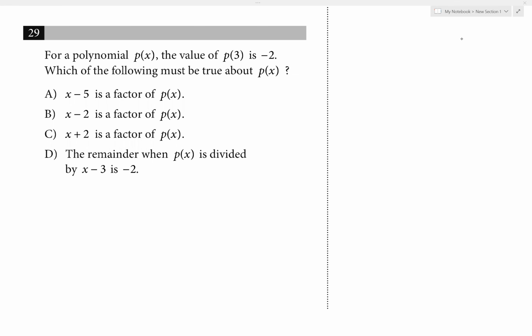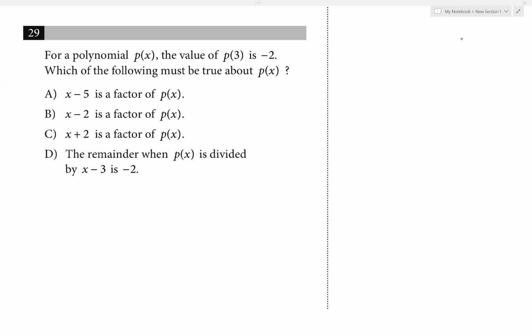Right, 29. For a polynomial p of x, the value of p of 3 is -2. Which of the following must be true about p of x? A says x minus 5 is a factor of p of x. B, x minus 2 is a factor of p of x. C, x plus 2 is a factor of p of x. And D, the remainder when p of x is divided by x minus 3 is -2.